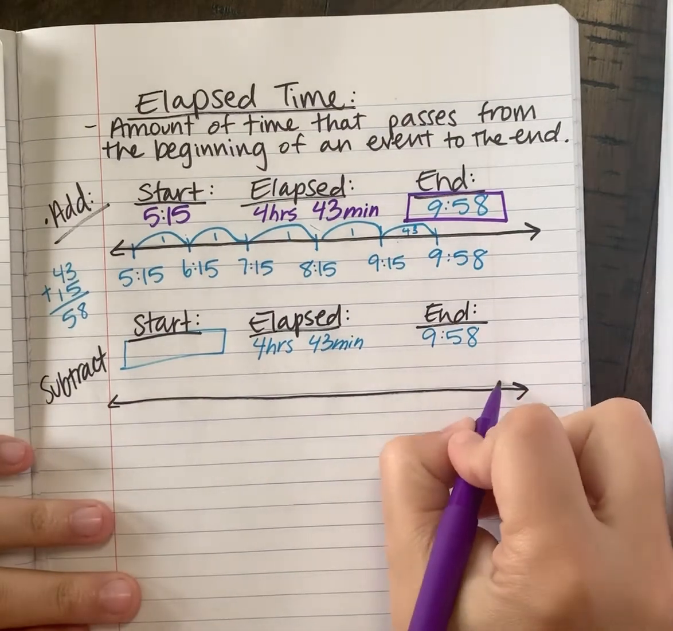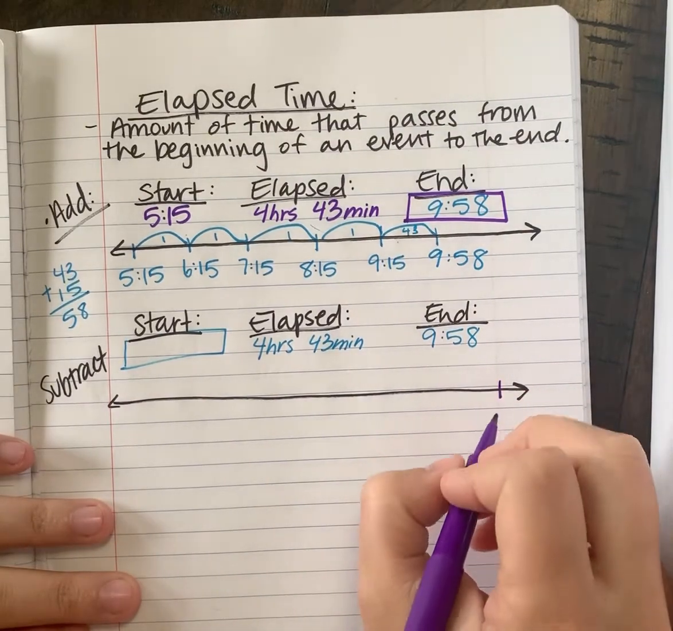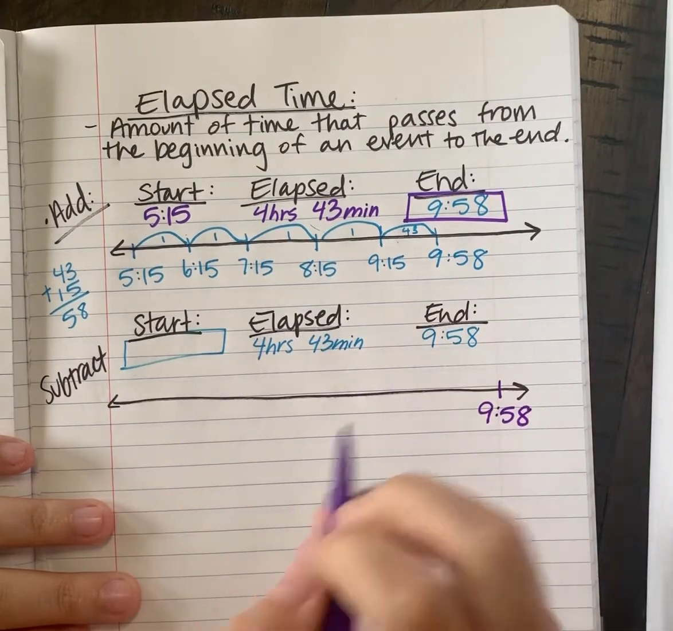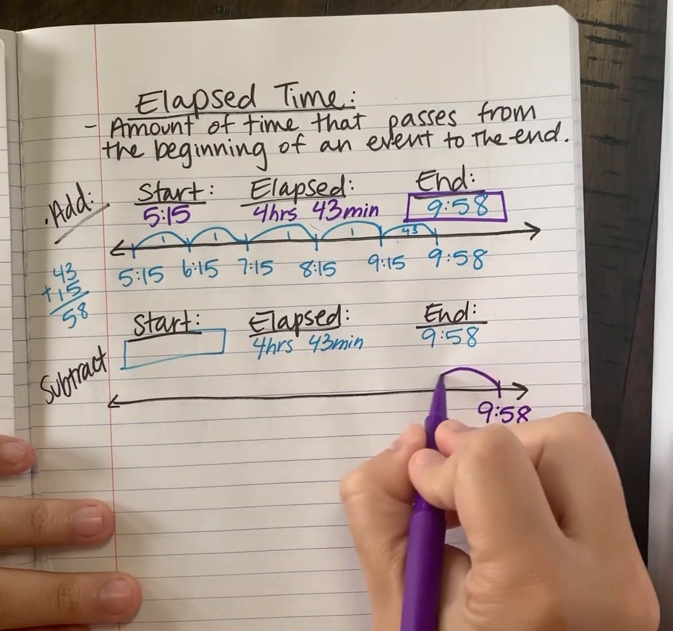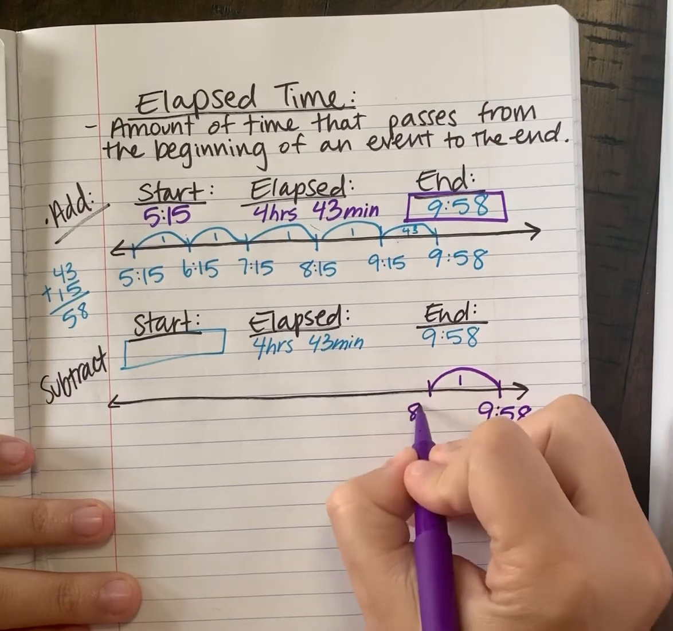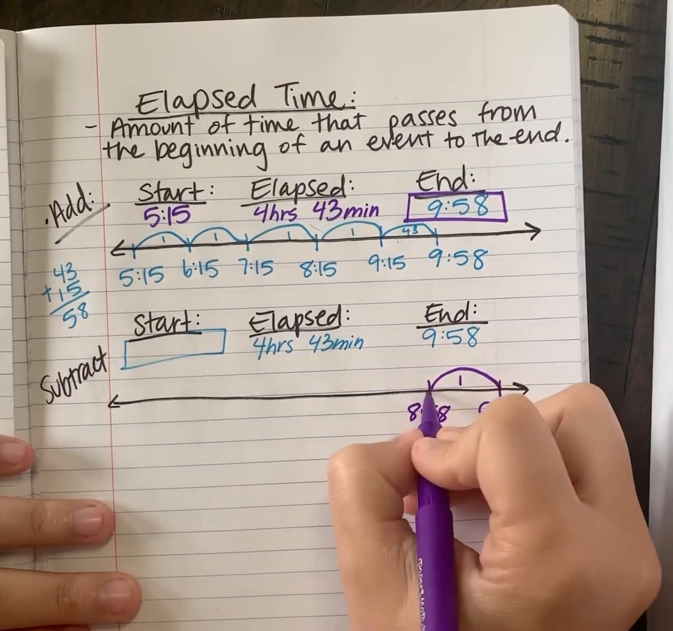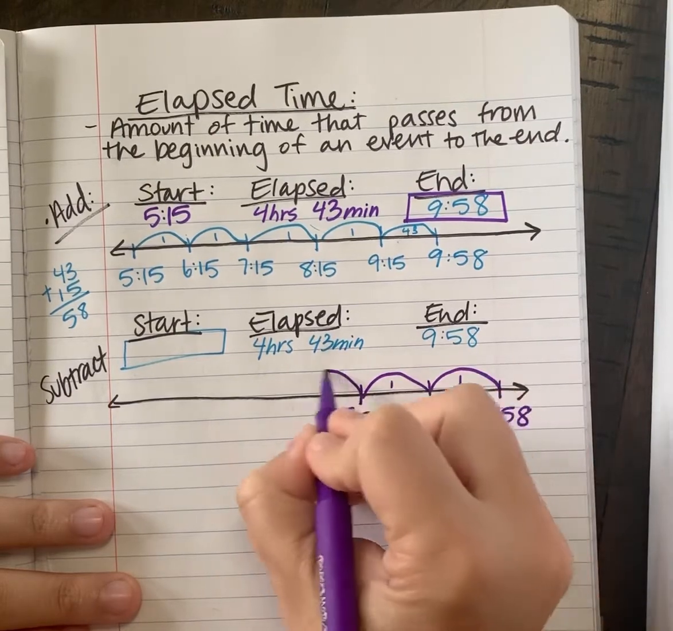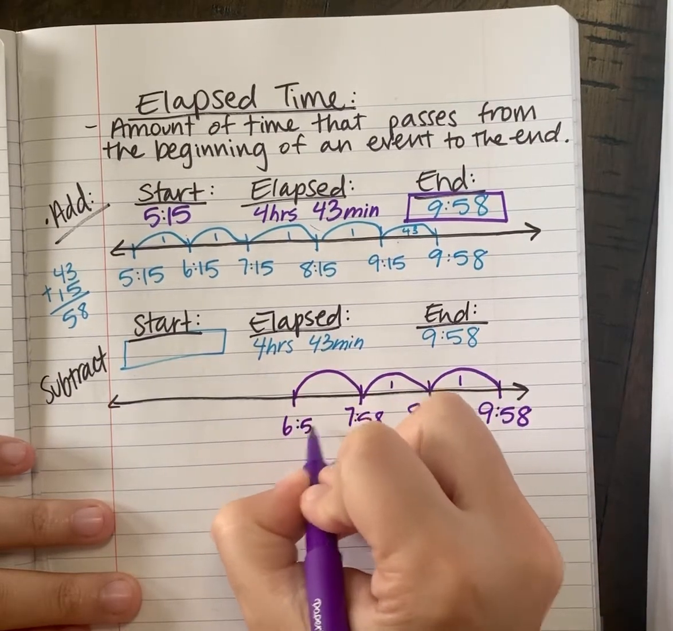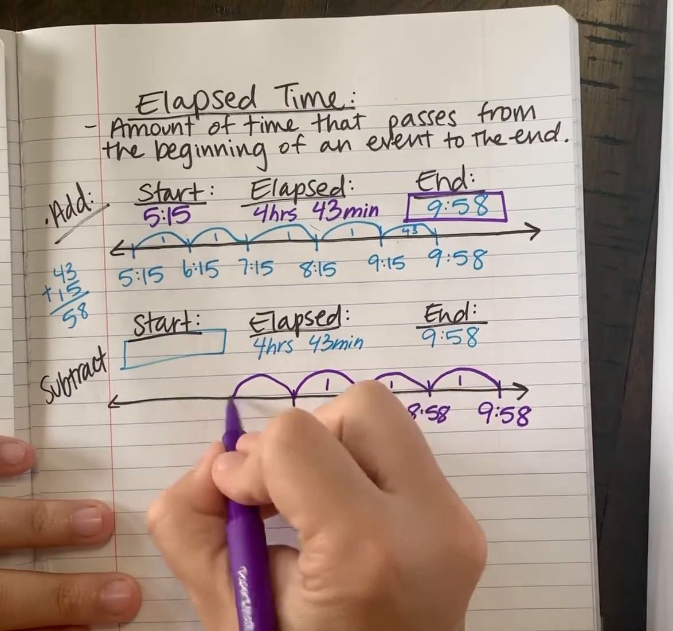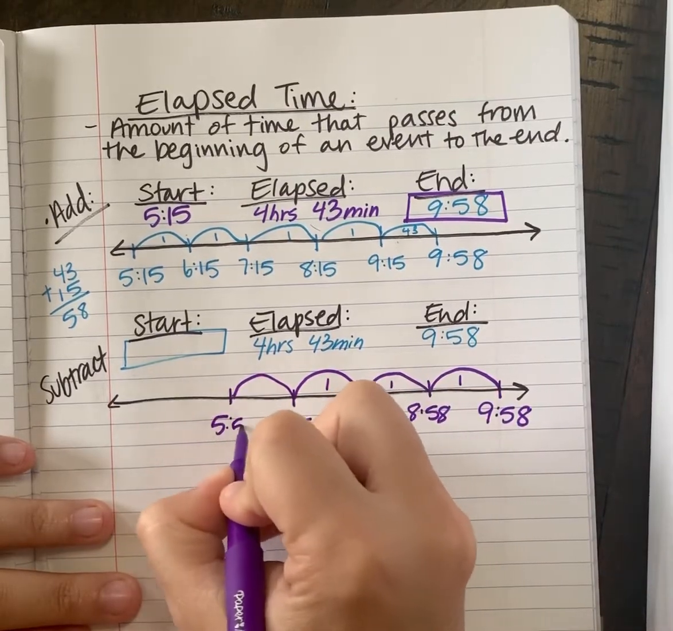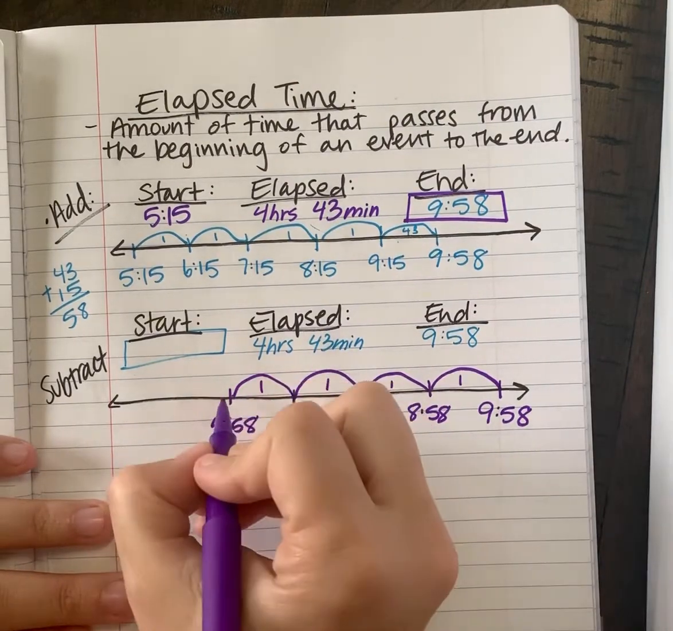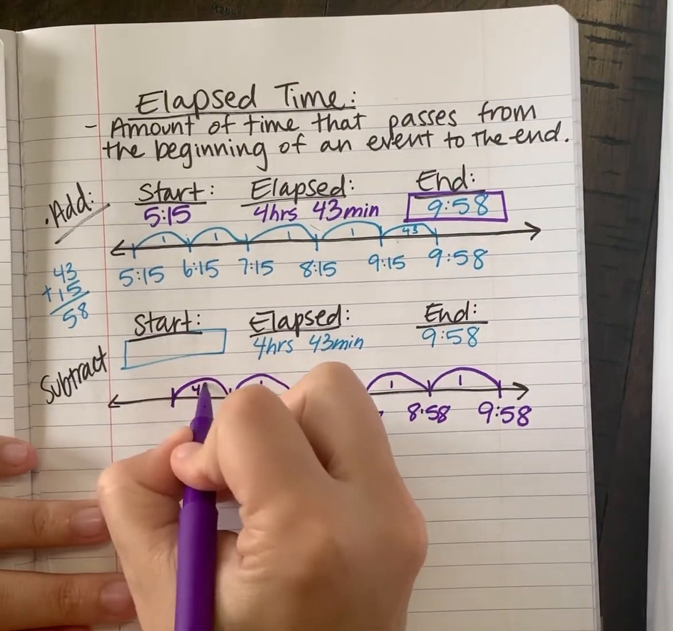We subtract time. We start over here at the end of the number line with 9:58, and we're going to jump back 4 hours and 43 minutes. I'm going to go one by one. 1 hour, we've got 8:58. 2 hours, we've got 7:58. 3 hours, we've got 6:58. 4 hours, we've got 5:58. We're not done. We still have to account for the 43 minutes. So we're going to jump back 43 minutes.